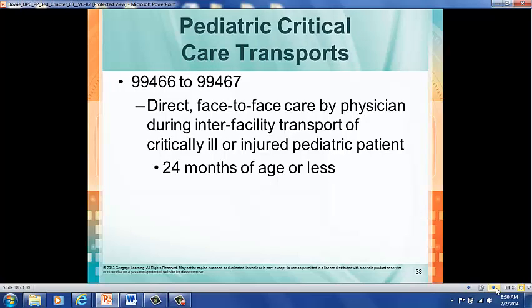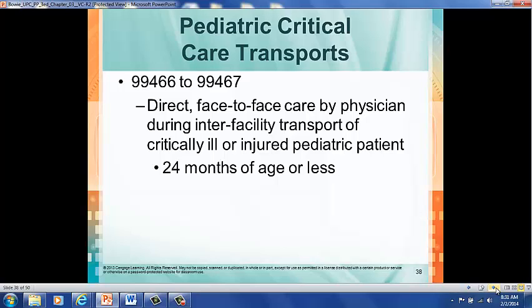At times, critically ill pediatric patients, those being defined as 24 months of age or less, are transported to facilities accompanied by a provider. When this occurs, pediatric critical care patient transport should be reported. The guidelines for these two codes are specific. The physician is required to accompany the patient during the inter-facility transport. Face-to-face care is required, and the time associated with the face-to-face care needs to be documented.